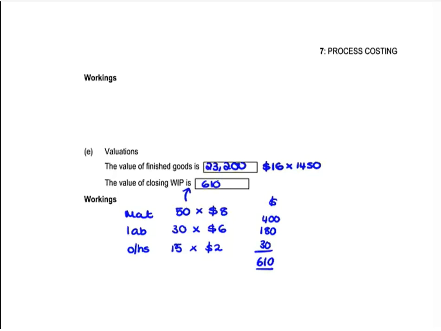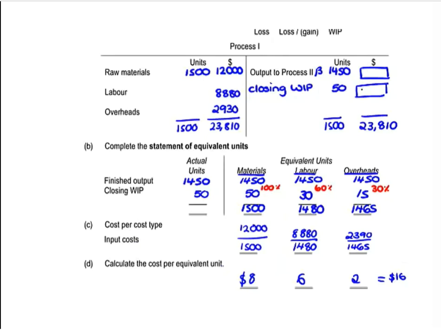We can take those now and use those values to complete our T account. So the closing work in progress was 610 and the finished goods 23,200, and check that that all adds back up to the 23,810.